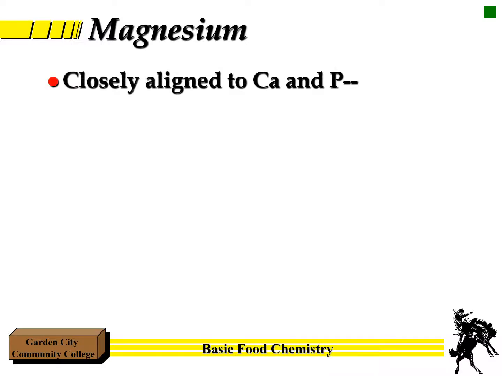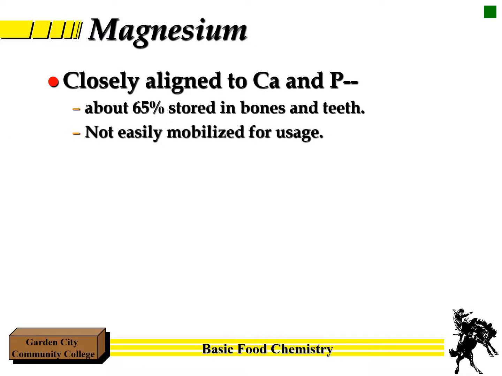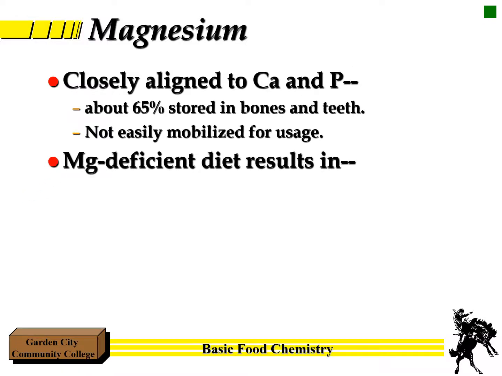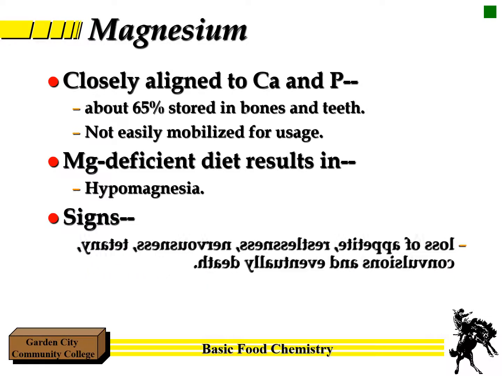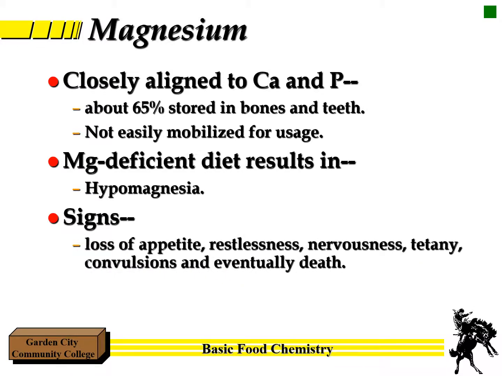Next we have magnesium. Magnesium is closely aligned to calcium and phosphorus, so about 65% of that is actually stored in bones and teeth. It's not easily mobilized for any type of usage, so it's typically a permanent storage site for them. But if you have a magnesium deficient diet, it could result in something called hypomagnesia. So some of your clinical signs would be a loss of appetite, restlessness, nervousness, tetany, convulsions, and if it's severe enough, it can actually cause death.